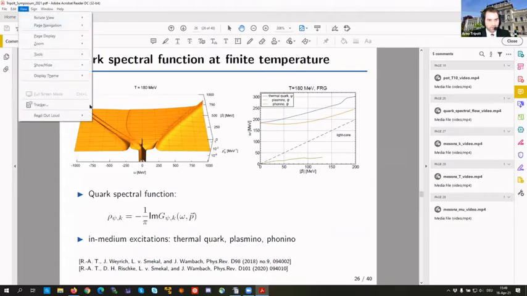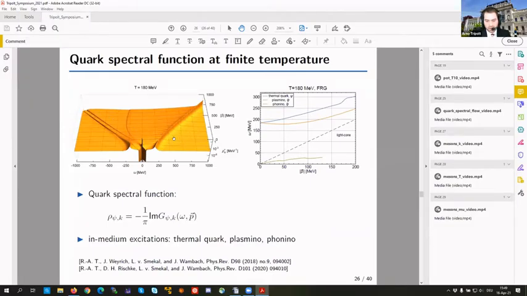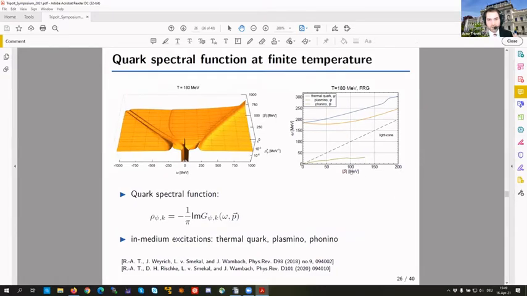Here you can see the results on the quark spectral function that we obtained. So you see the quark spectral function at finite temperature. On the left, you can see the spectral function as a function of energy omega and spatial momentum p. And you see a quite interesting structure. And in fact, we were able to identify three different in-medium excitation branches, which you see on the right figure here.